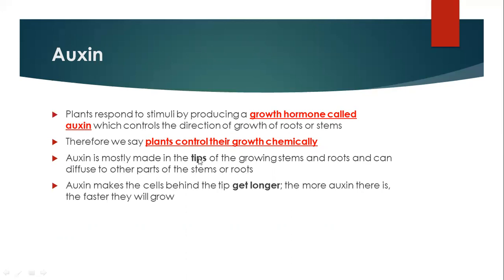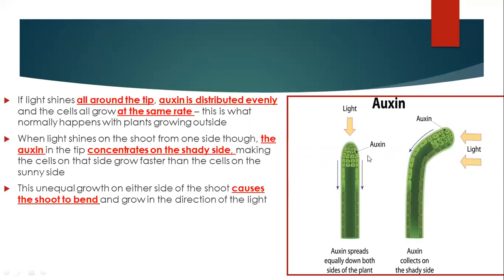And auxin is made at the tips, is related to the tips because the tip is where growth happens, and then from the tips it spreads to the different parts of stem and roots. Auxin makes the cells behind the tip get longer. يعني elongation, the plant is not growing from its tip. The plant grows because auxin is produced in the tip. This chemical hormone is produced at the tip and diffuses down. When it is diffusing down, it stimulates these cells to grow. So these cells will push the tip up and so on.